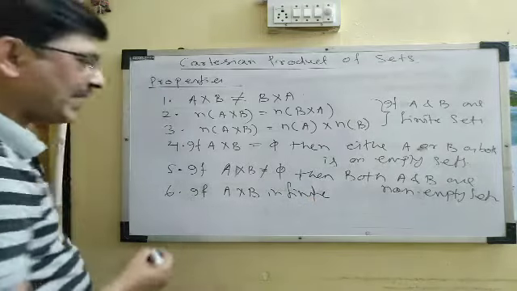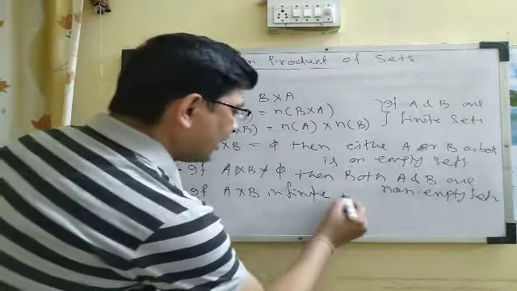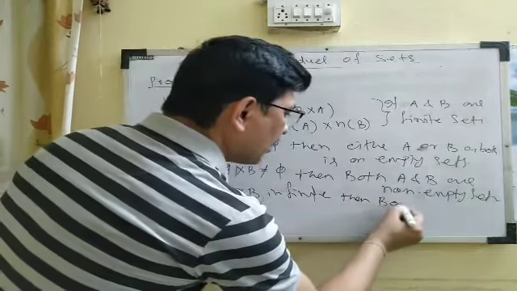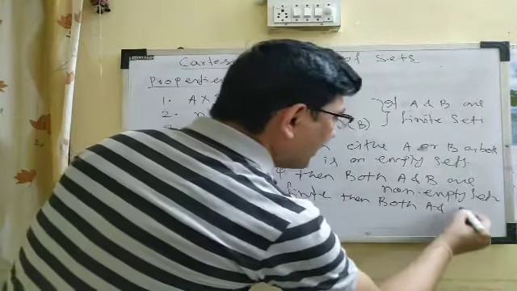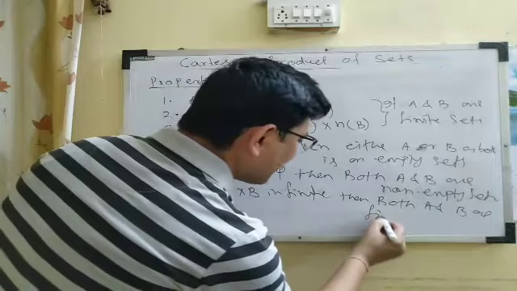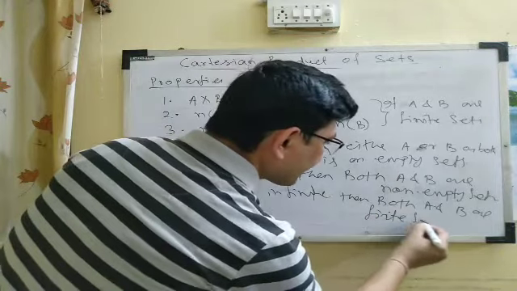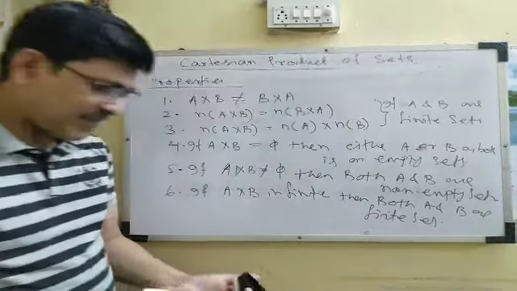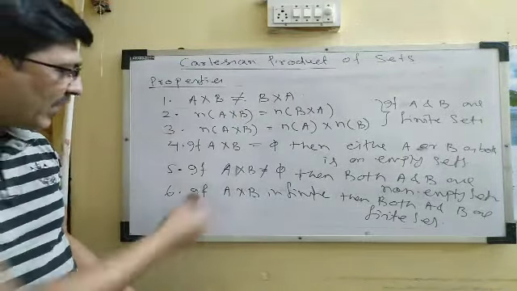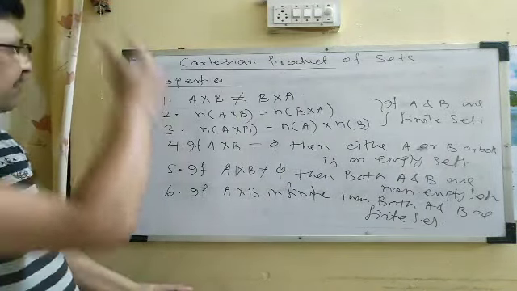Then the sixth property you can consider is: if A cross B is a finite set, then both A and B are finite sets. क्योंकि A और B में से कोई एक भी इनफाइनाइट हो जाएगा तो A cross B will be infinite. So these are the simple properties.